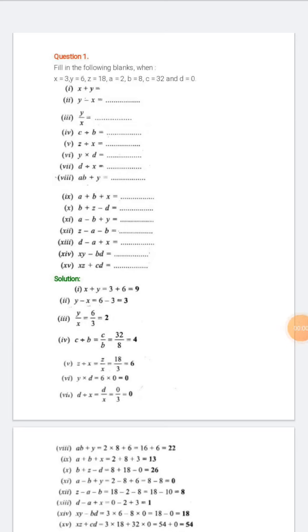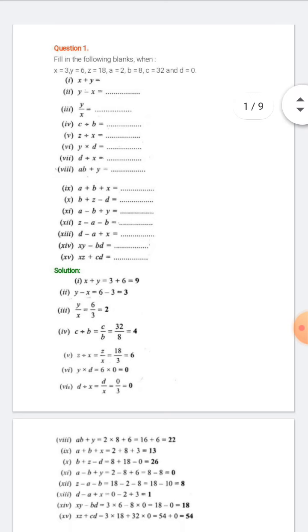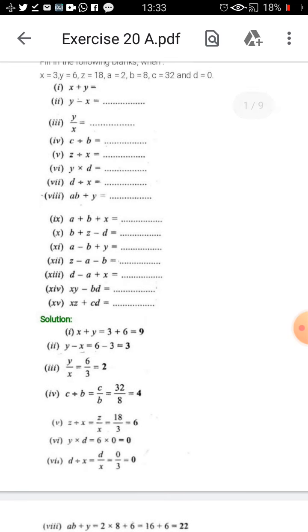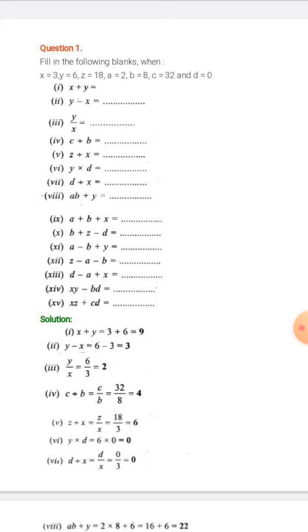Now we are going to study the new exercise which depends on substitution, exercise 20a. In this exercise, substitution means we have to substitute the value. For substituting, some values are given here. In question number one, it is very easily seen in your textbook also. The values given are: x is equal to 3, y is equal to 6, z is equal to 18, a is equal to 2, b is equal to 8, c is equal to 32, and d is equal to 0.